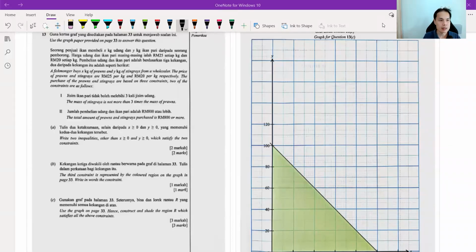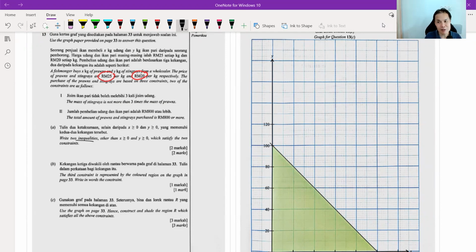Question number 13. Here we have a fishmonger who buys X kg of prawn and Y kg of stingray from a wholesaler. The prices of prawn and stingray are 25 ringgit per kg and 20 ringgit per kg respectively. There are two constraints here. The first one: the mass of stingray is not more than 3 times the mass of prawn. Second: the total amount of prawn and stingray purchased is 800 ringgit or more. We are supposed to write two inequalities, pretty standard.